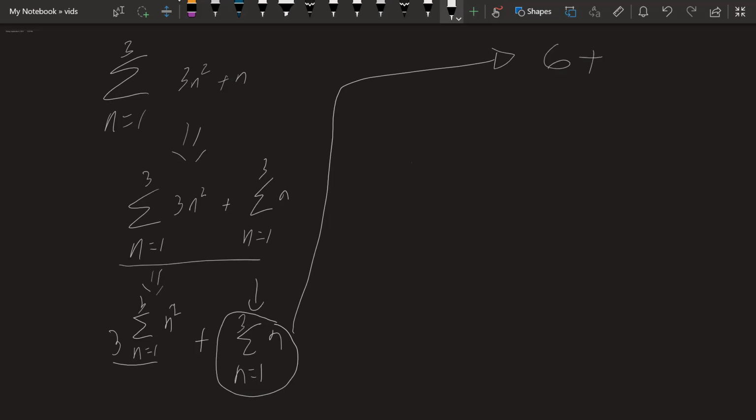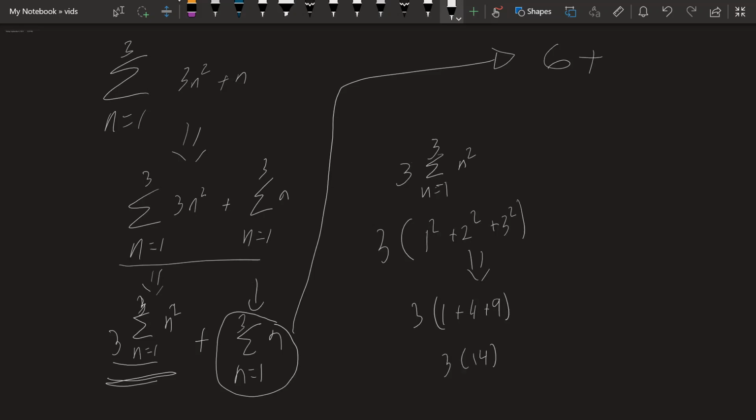And 6 plus this expression, which is what we're about to solve: 3 sigma n goes from 1 to 3 of n squared, right? So it's going to be 3 times 1 squared plus 2 squared plus 3 squared, right, guys? And this is the same thing as saying 1 plus 4 plus 9. You multiply by 3, and it's 3 times 14, which is going to be equal to 42. And we put 42 over here. So the answer is going to be equal to 48.